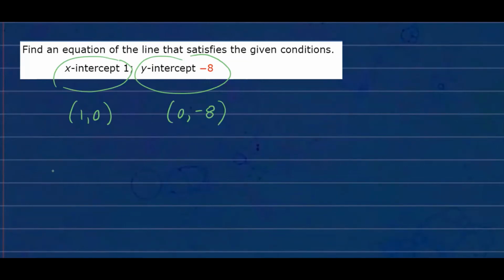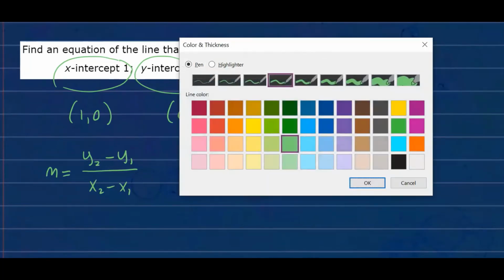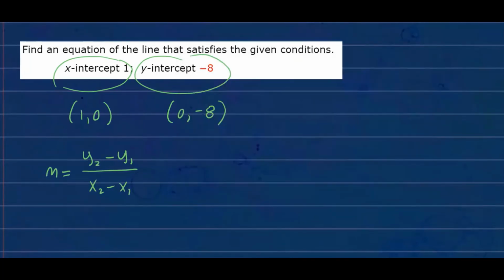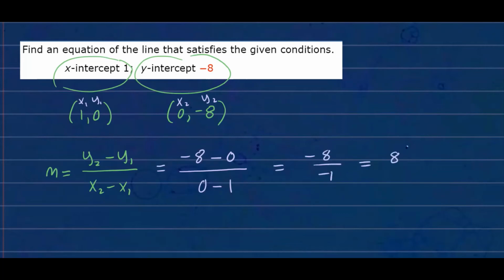Now let's find the slope. So m is given by, as you all know, y2 minus y1 over x2 minus x1. Again, let's go ahead and make our selection. I'm going to label the first point x1, y1, second one x2, y2. Now let's substitute them into our slope formula. We have -8 minus 0 over, now x2, that's 0, minus x1, 1. And this will give us -8 over -1, which is +8. Nice. So we have our slope, that is 8.